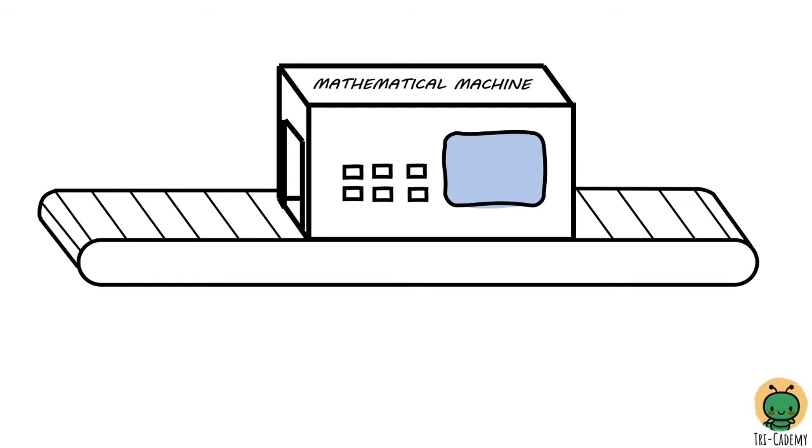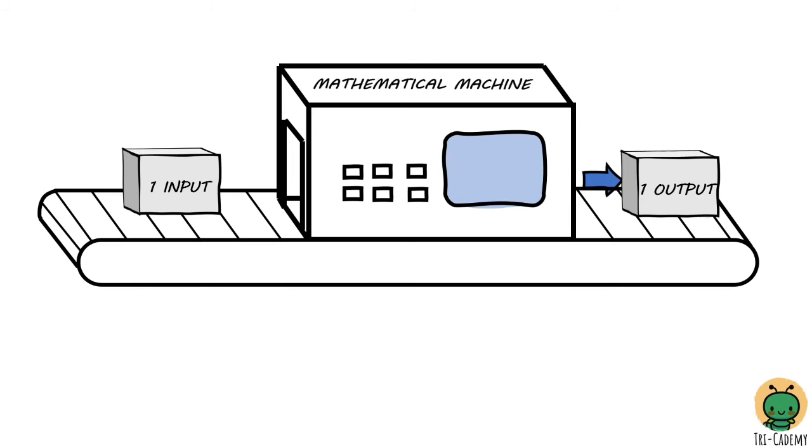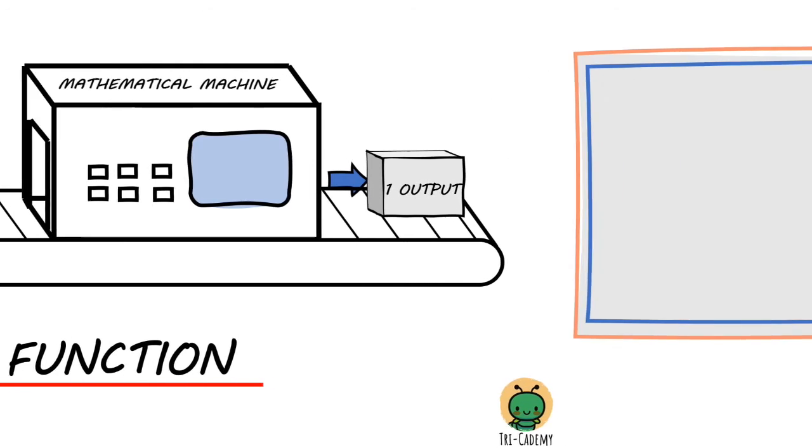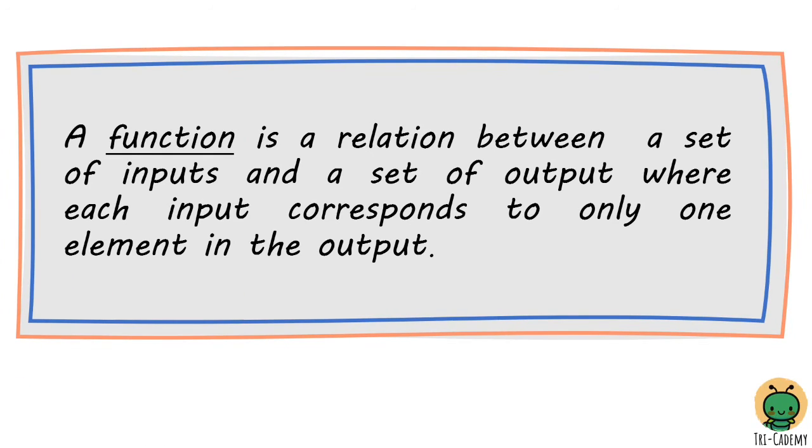Earlier, the mathematical machine shows a relation between an input and output, where each input corresponds to exactly one output. In mathematics, we call this a function. A function is a relation between a set of inputs and a set of outputs, where each input corresponds to only one element in the output.